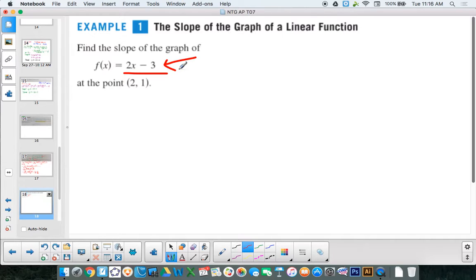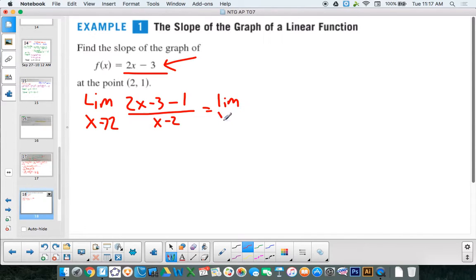Alright, so we're going to find the slope of the graph of f(x) = 2x - 3 at the point (2, 1) using our difference quotient. So we want the limit as x approaches 2 of f(x), which is 2x - 3, minus f(2), which is 2 times 2, 4, minus 3, is 1, over x - 2. We'll clean that up. We've got the limit as x approaches 2 of (2x - 4) over (x - 2). Plug and chug, you get 0 over 0, so we'll factor.